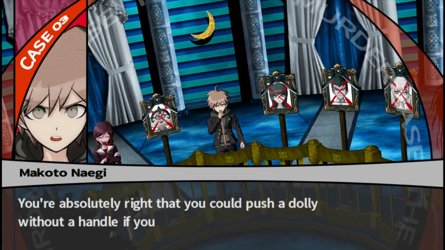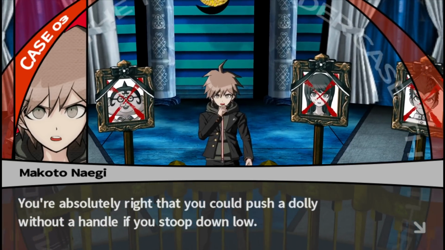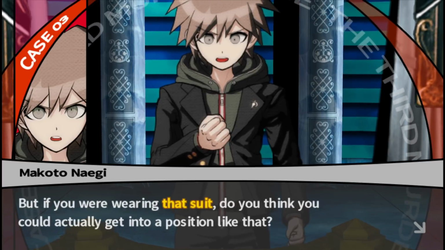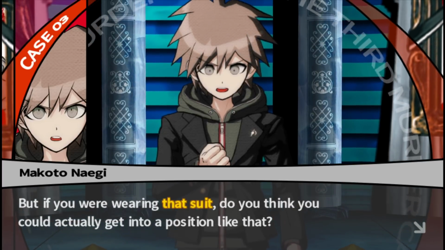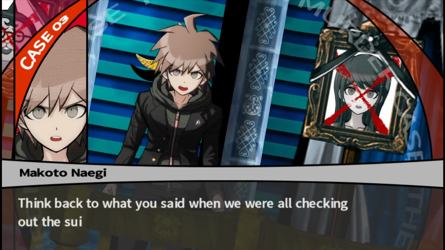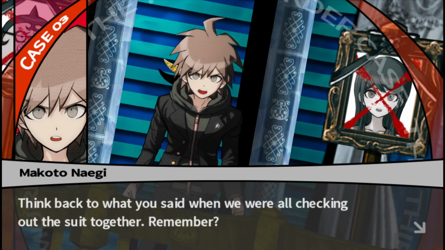You're absolutely right that you could push a dolly without a handle if you stoop down low. But if you were wearing that suit, do you think you could actually get into a position like that? What do you mean? Think back to what you said when we were all checking out the suit together. Remember?